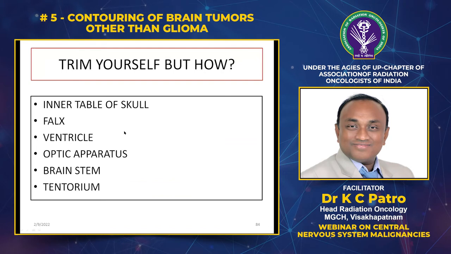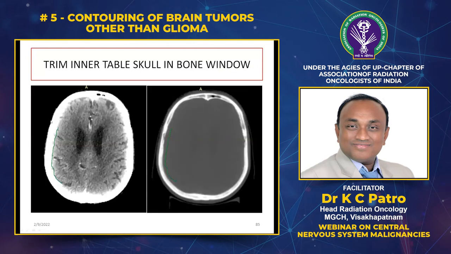Then the plan comes to trimming. So the main thing is how to trim. I have extrapolated this from glioma contouring. You have to trim from the inner table of the skull, falx, ventricle, optic apparatus, brain stem, and tentorium. So when you are trimming from the skull, from the bone, never trim along the brain window or soft tissue window. You can see here the difference, the brain tissue you are missing in the brain window.